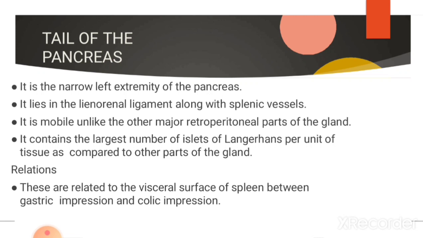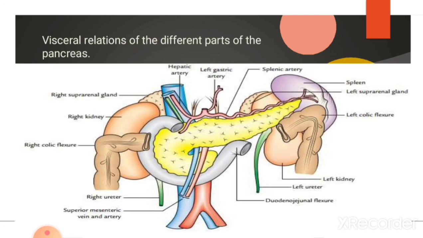It contains the largest number of islets of Langerhans per unit of tissue as compared to other parts of the gland. It is related to the visceral surface of the spleen between the gastric impression and the colic impression. So the relation of the tail of pancreas is very simple because it is embedded in the hilum of the spleen. So here we can see the relations of the different parts of the pancreas. This is the combined diagram for showing you the relations of different parts of the pancreas.